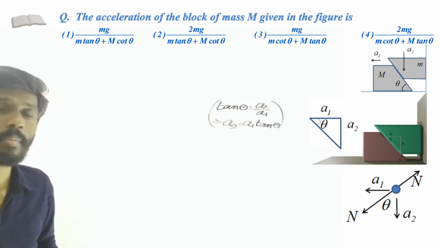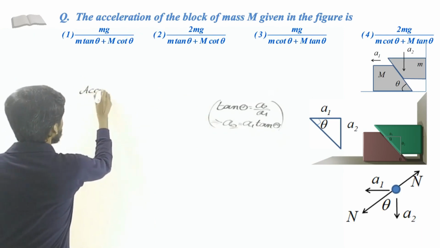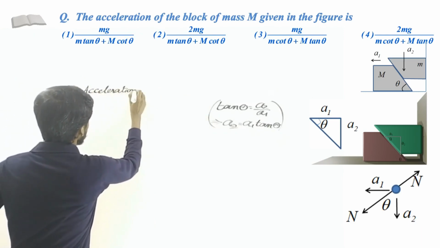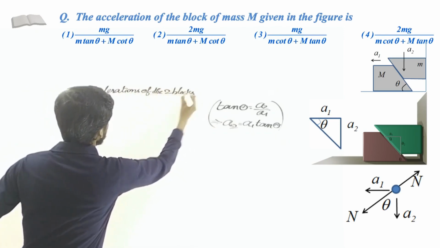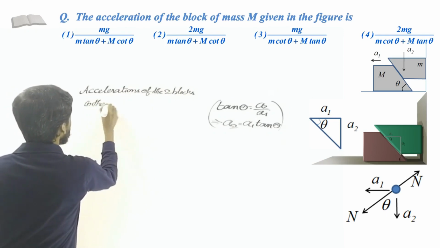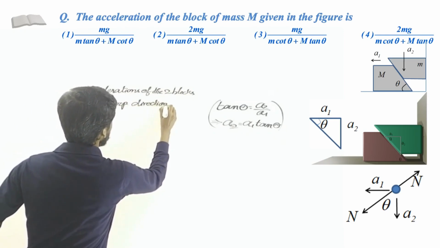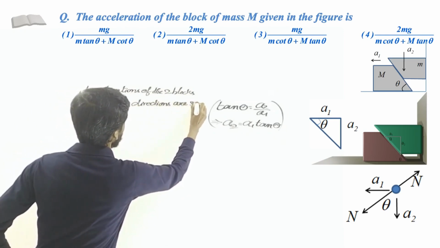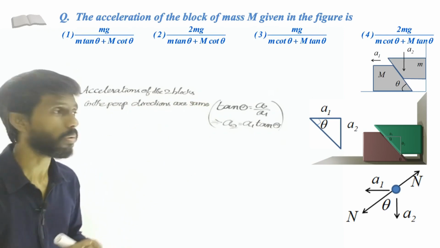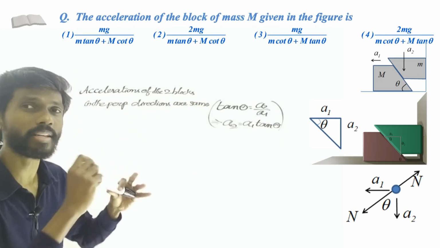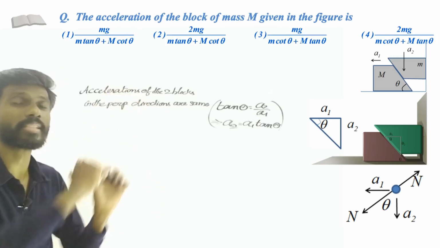What is the perpendicular component of the acceleration? The accelerations of the two blocks in the perpendicular direction are the same. So this is one idea that we may use: in the perpendicular, normal direction the accelerations are going to be the same because they are always in contact and move together, which means the perpendicular components of the accelerations are the same.